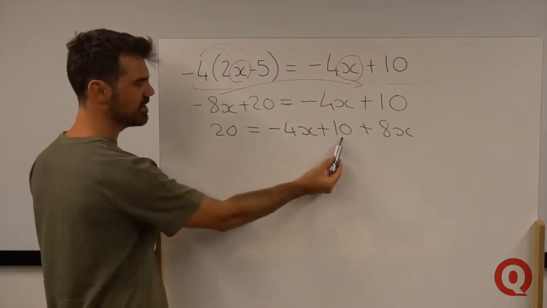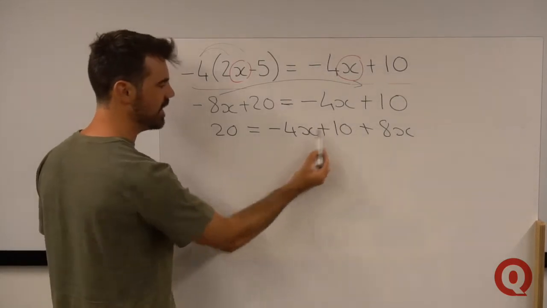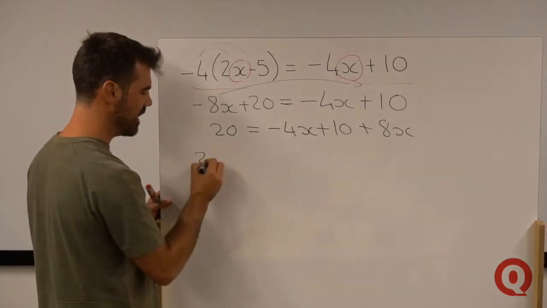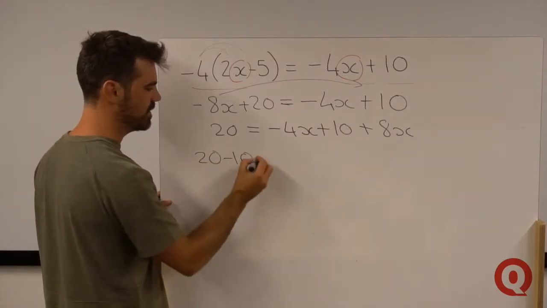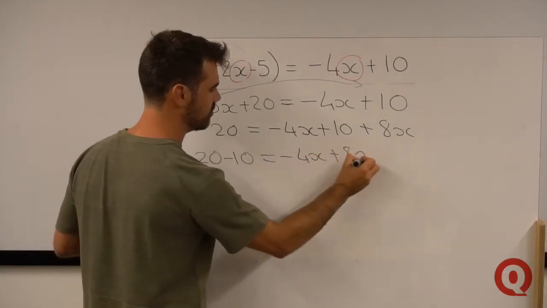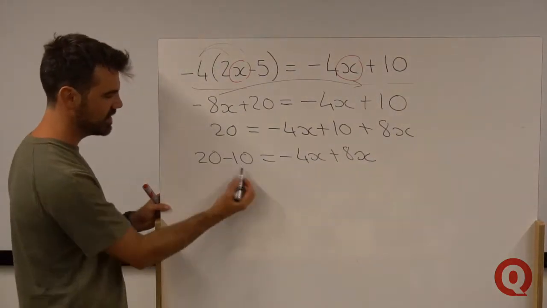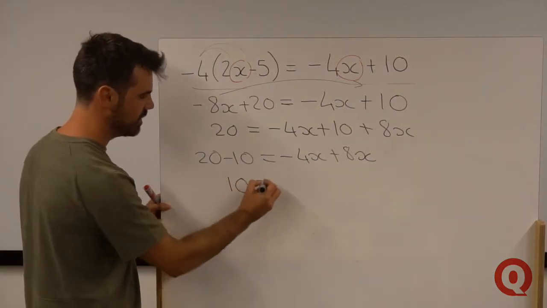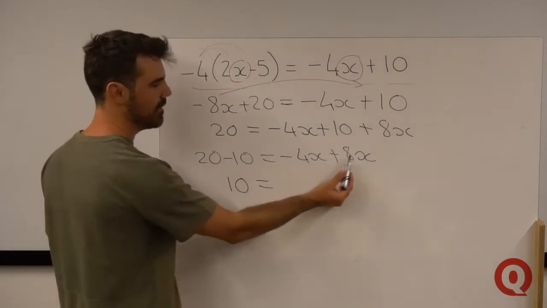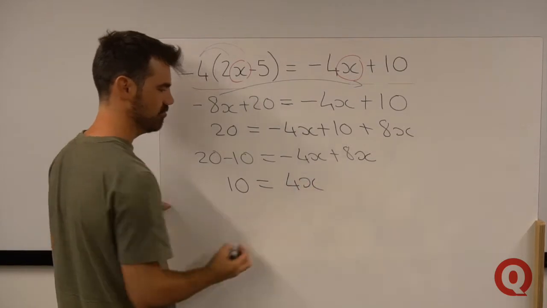Now, what is on this side that can come across? The 10. So I bring it across. It's a positive 10 going over the equal sign, which makes it a -10 on the left-hand side. Equals -4x plus 8x. Now, as you can notice, I can simplify this. 20 minus 10 is 10 equals -4x plus 8x is going to give me a positive 4x.